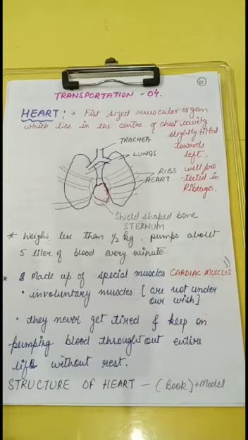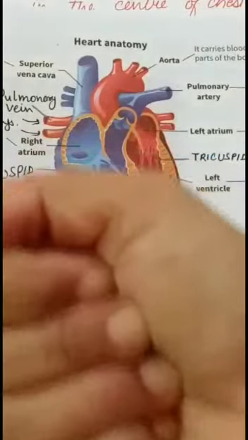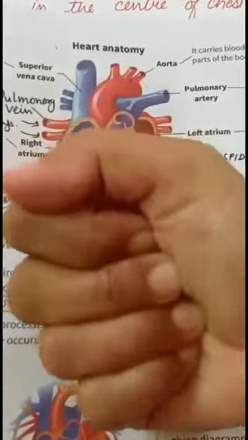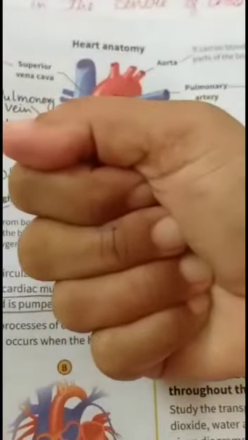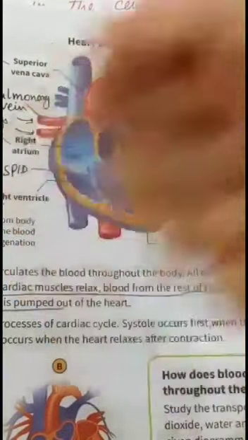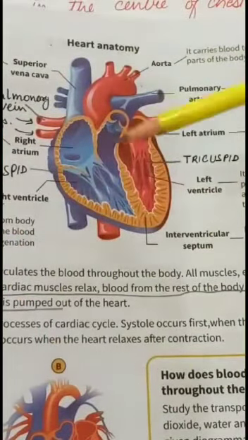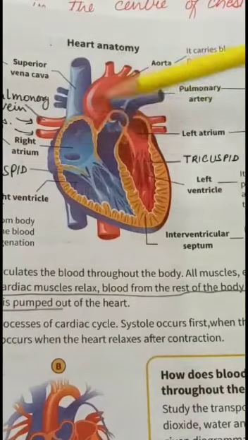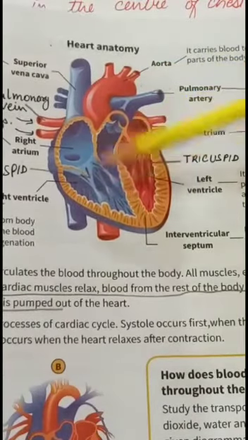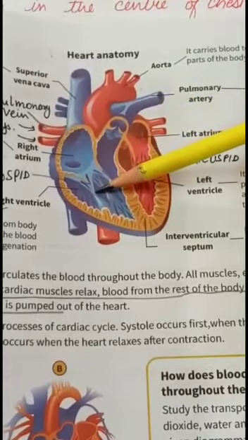Now we'll study the structure of heart. As I've told you, the heart is fist shape and fist sized. This is a fist. The heart is just like this in shape. When we cut open the heart, it looks like this. Heart has 4 chambers, 2 atrium and 2 ventricles. Atrium are placed on the upper side and ventricles on the lower side.